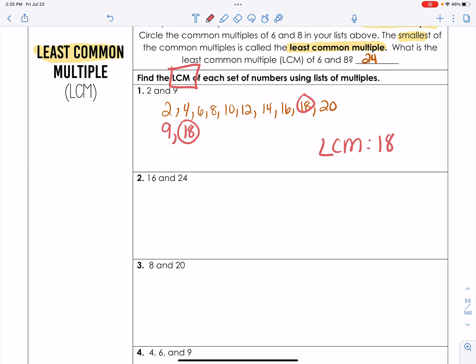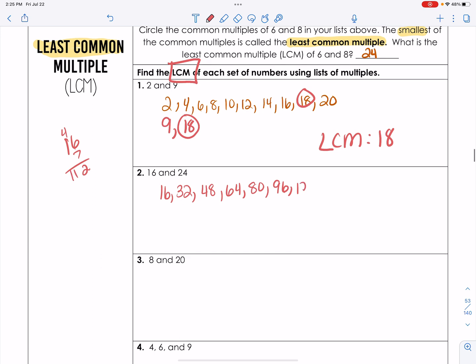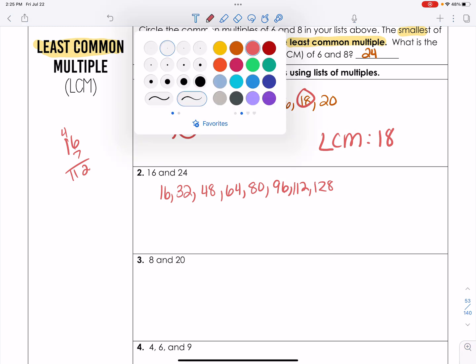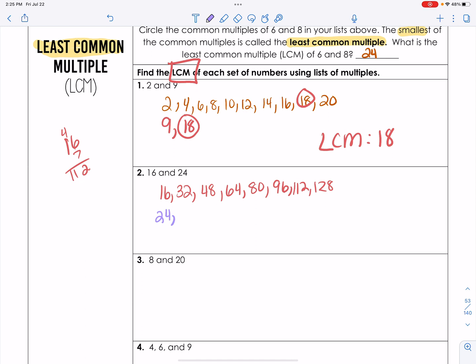So let's take a look at the next one. You would start 16 times 1, 16 times 2, 16 times 3. You have your little pink sheet. 16 times 3 is 48. 16 times 4 is 64. 16 times 5 is 80. 16 times 6 is 96. 16 times 7 is 112. 16 times 8 is 128. I'm going to stop there because maybe I'll get it. So now I'm going to do 24. 24 times 2 is 48. Okay, wait a minute. Boom. LCM.